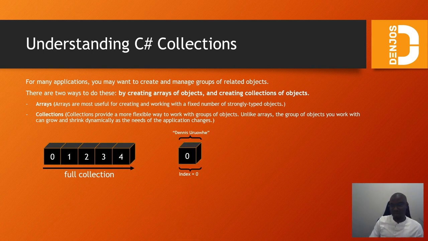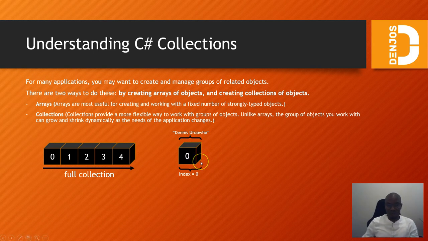Now, take a look at this. That's a single block of a collection, a single element in a collection. Now, what do we have here? We have an index of 0, then a type of string. This block is nothing else than a variable. We are storing a string called Dennis Uroa in index 0. It's like a cache. It's going to cache it and keep it.